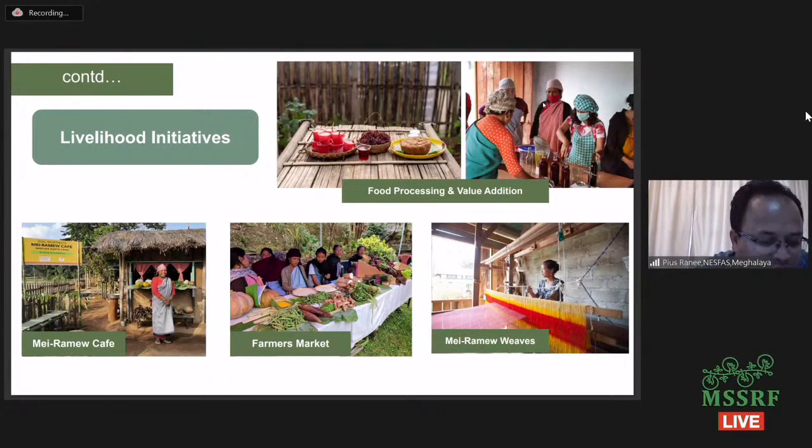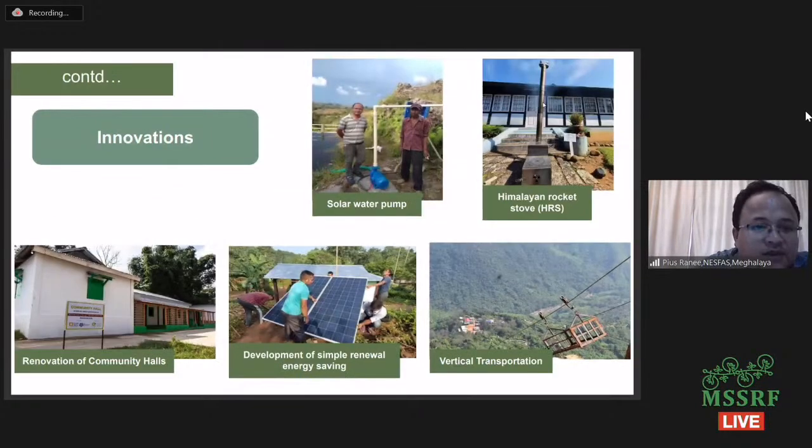There is also one embroidery, which is 200 years old, that skill has been dying out from this place. Our committees have been able to revive it with some of our support. And in terms of the innovation aspect, we have been doing a lot of work with the committee halls.